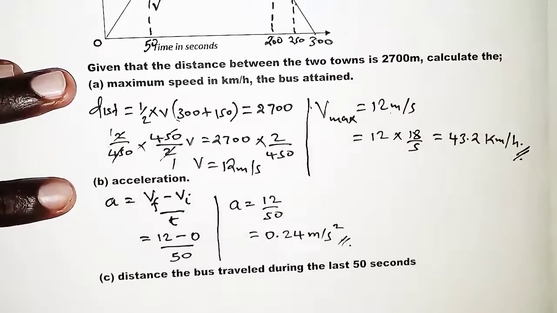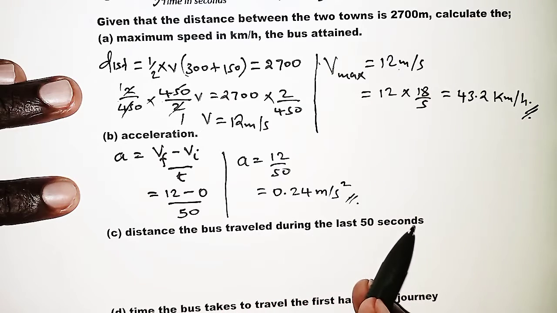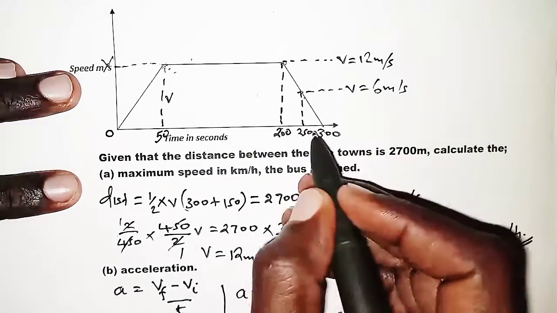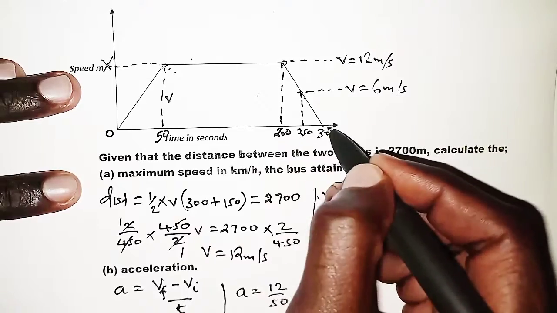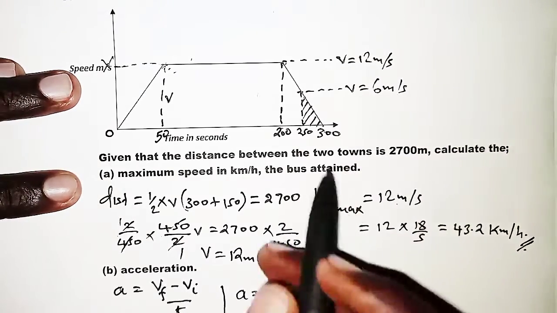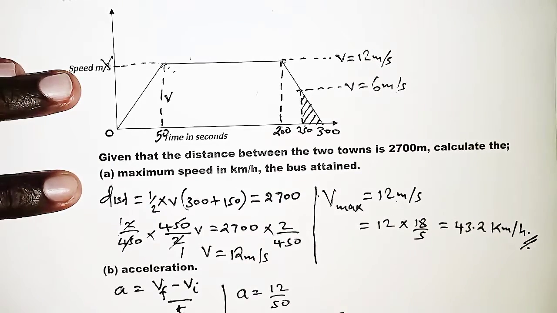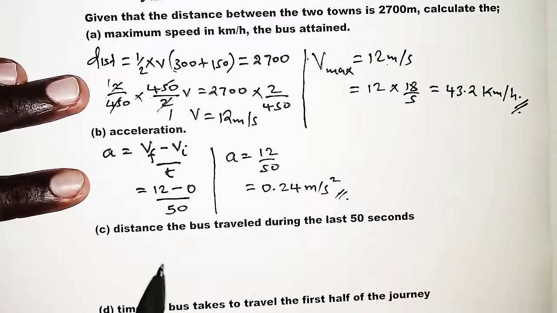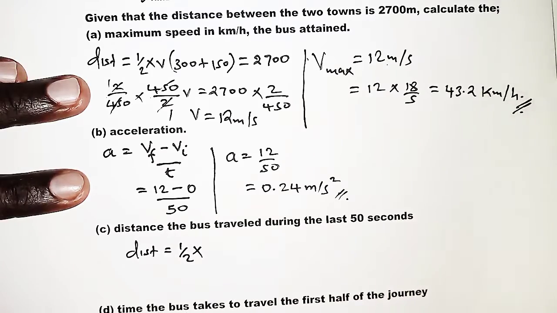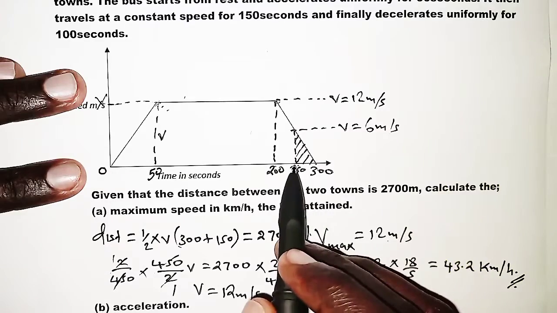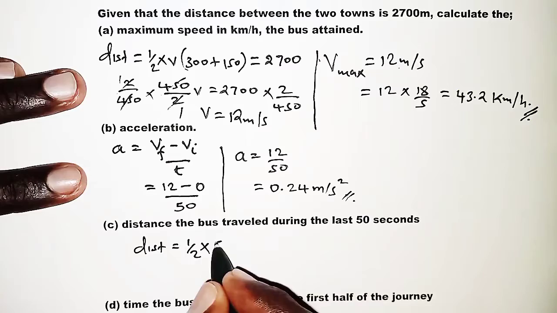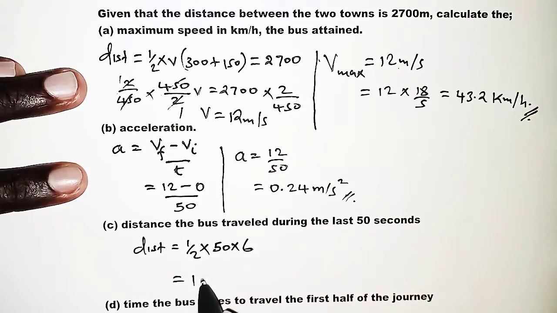So you're going to have the distance the bus traveled during the last 50 seconds by simply calculating the area under the graph within those particular times. So we have between 250 seconds and 300. So that is the last 50 seconds. That means you're going to get the area under this triangle. So what we'll simply have is a half base times height. So that is the area, which is also the distance. So the distance is a half times the base, and the base should be 50, and then the height will be 6. So we're going to multiply a half times 50 times 6, which is 150 meters.